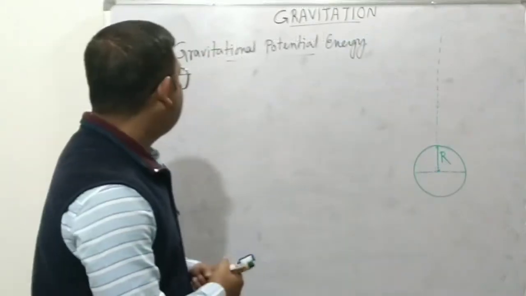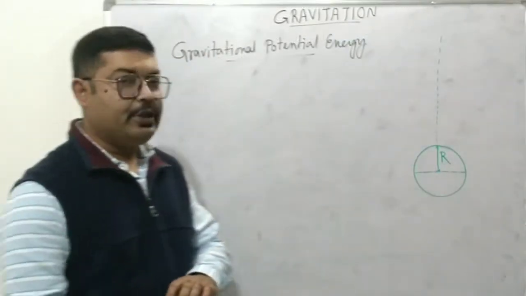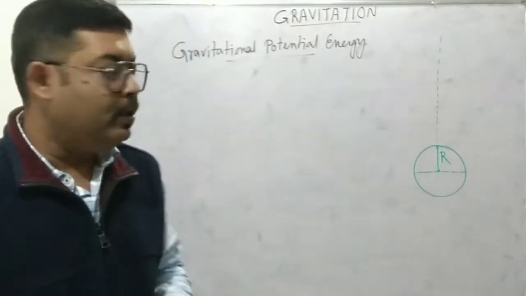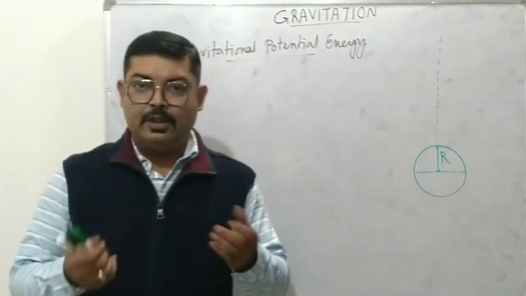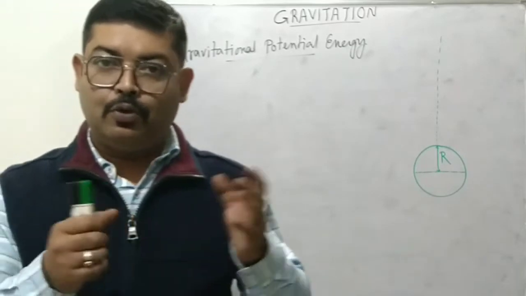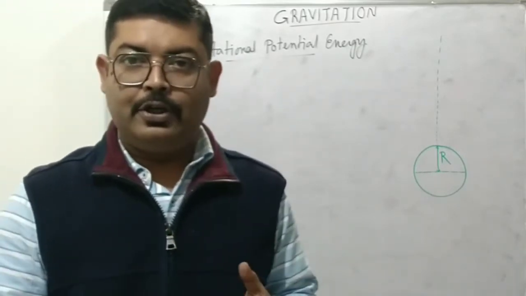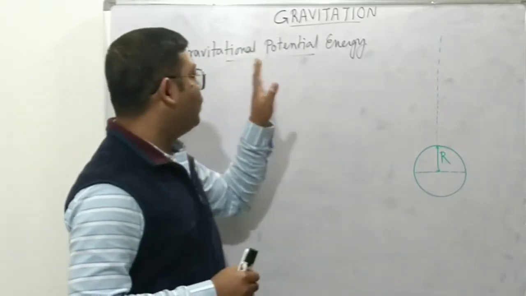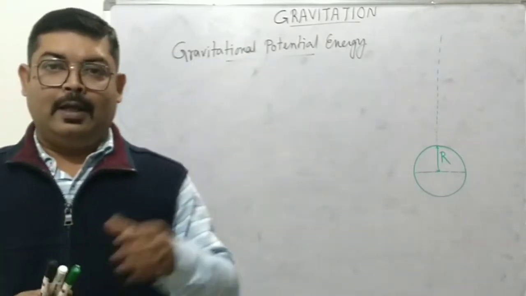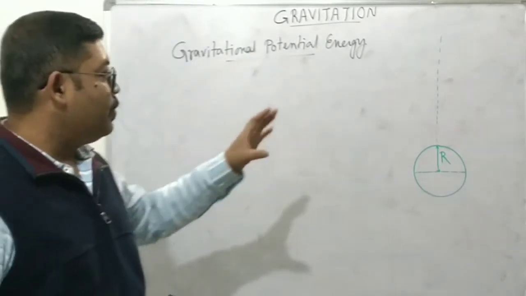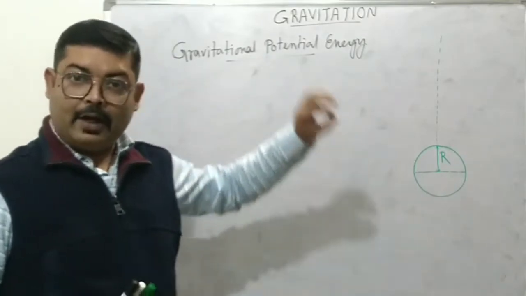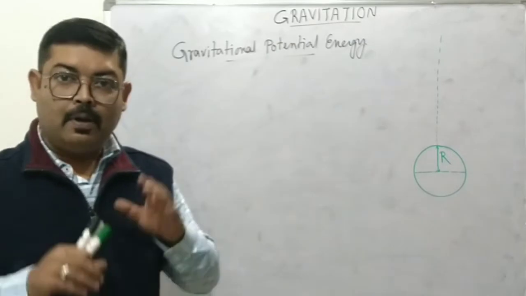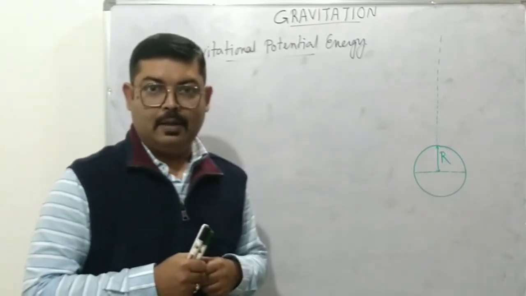Okay. Next topic is gravitational potential energy. Now, what we mean by potential energy, we already know that potential energy is the energy possessed by a body by virtue of its position or its configuration. Right? Now, when we talk about gravitational potential energy, this is the energy associated with a body in a gravitational field by virtue of its position in the field. What do we mean by that?